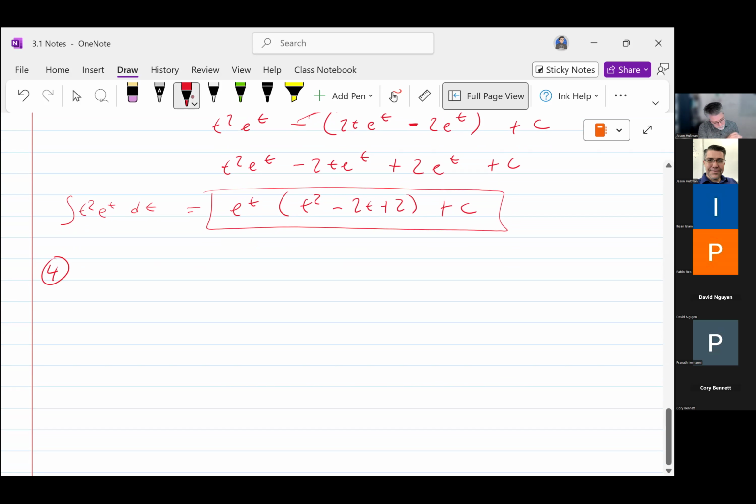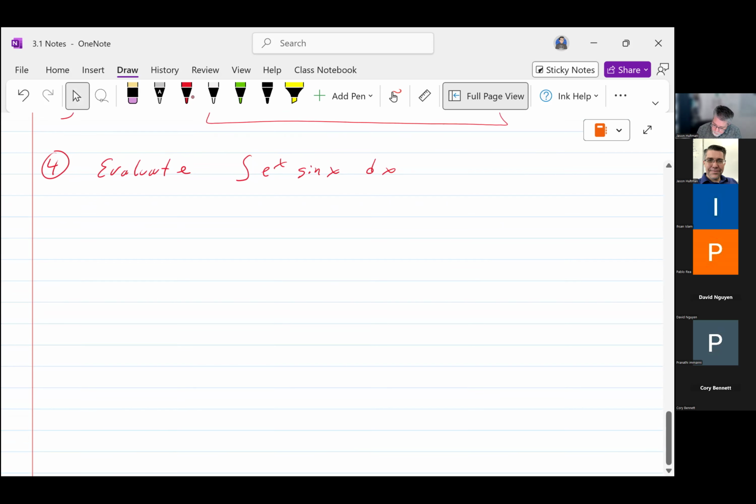Let's try another one. Okay, number 4. Evaluate the integral of e to the x sine x dx. So this one's an interesting one. Again, let's use LIATE. We're integrating 2 functions being multiplied, so we have to use integration by parts.